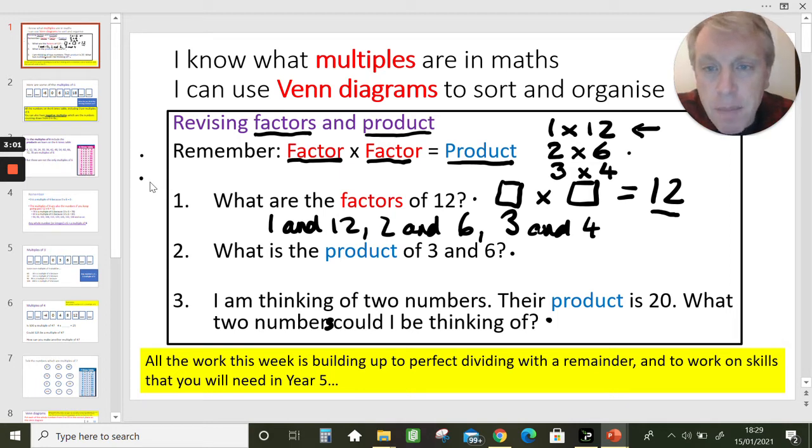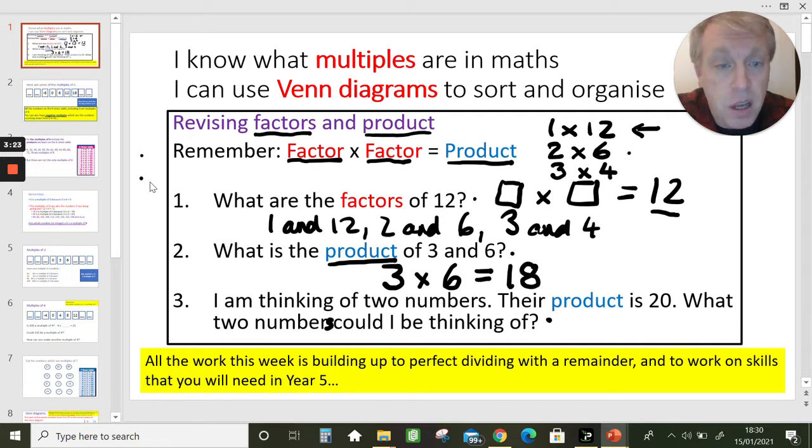What is the product of 3 and 6? Oh, remember, something times something makes the product. So this question means when I multiply, because product is a word to do with multiplying, when I multiply 3 and 6, 3 times 6, the product is 18. So the product of 3 and 6 is 18.